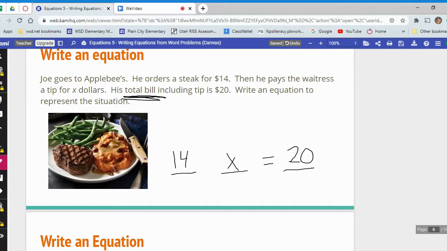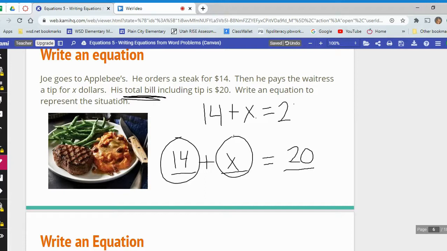So, what do we do to his steak and the tip to get the total? Oh, well, we would add them together, right? In this case, hopefully you can see how much his tip would be. Oh, he left a $6 tip, because 14 plus 6 is 20. Well, we're not solving them for today. We're simply just writing. So our equation is $14 for the steak plus whatever he leaves for a tip has to equal 20. Later on, we'll get into actually solving these.